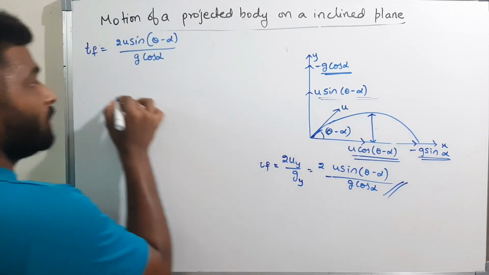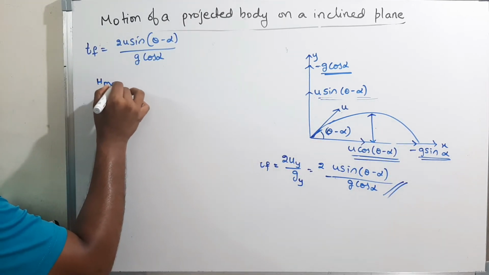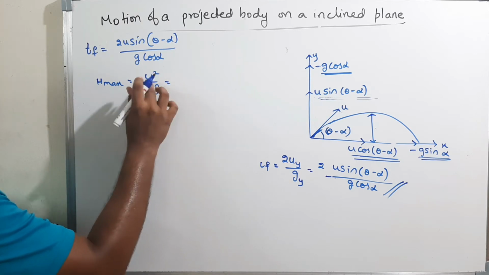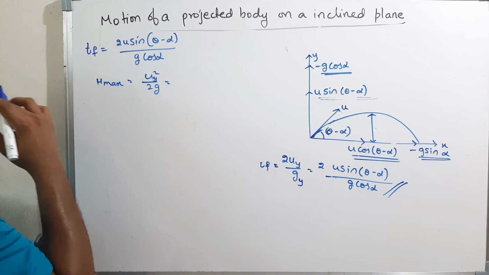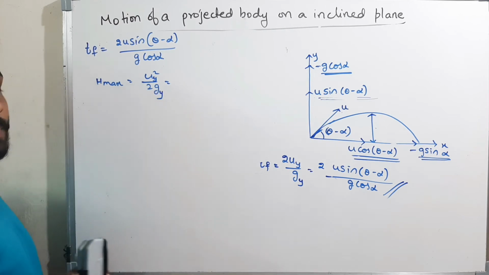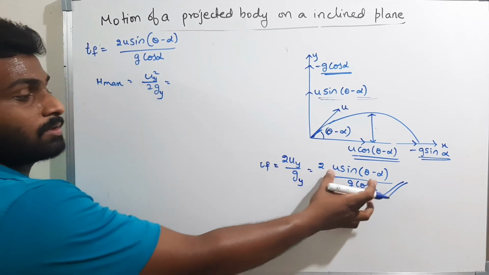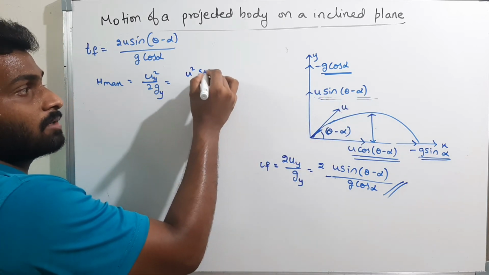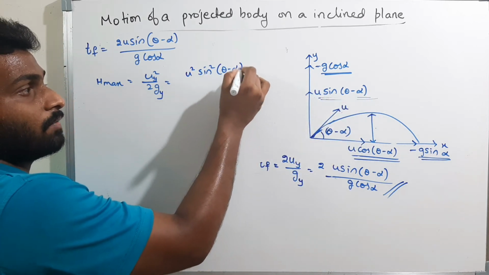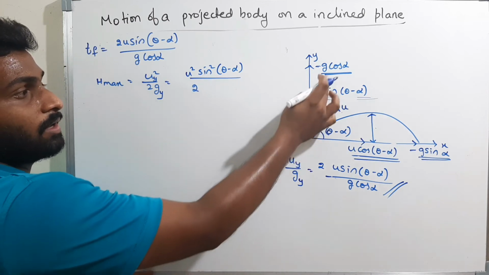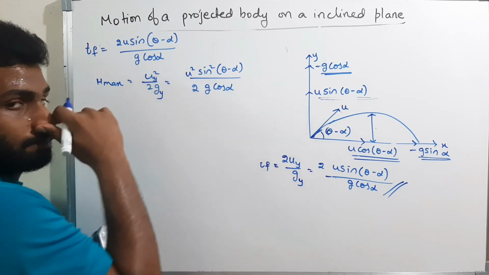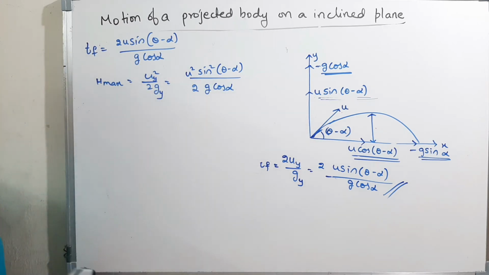The maximum height is, by the formula u square by 2g, that is nothing but uy square by 2gy. What is uy? That is nothing but u sin(theta minus alpha). Therefore, u square sin square(theta minus alpha) by 2 into gy, the acceleration along the y-axis, that is g cos alpha. That is the maximum height reached by the body.